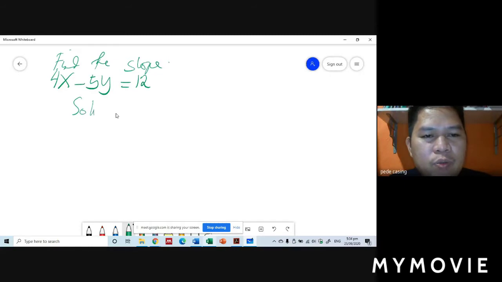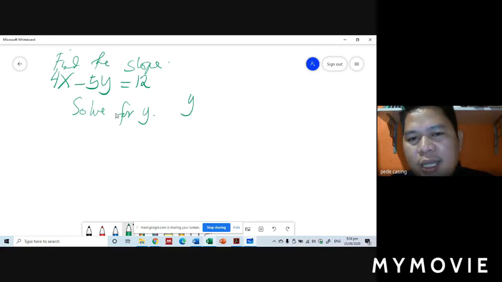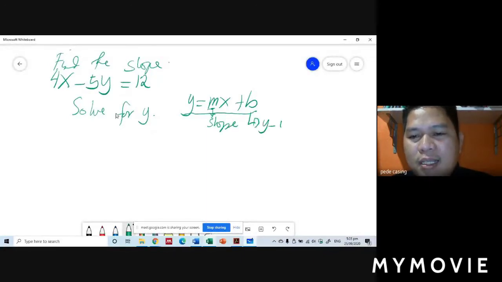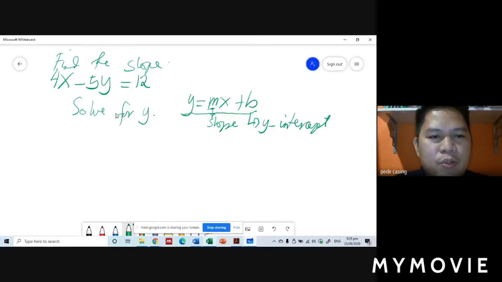We are going to solve for y, so that we can have our equation y equals mx plus b. Remember, if this is the kind of equation that we arrive at, the number before the x is the slope. And this b here is the y-intercept. Okay, let's now show the solution.